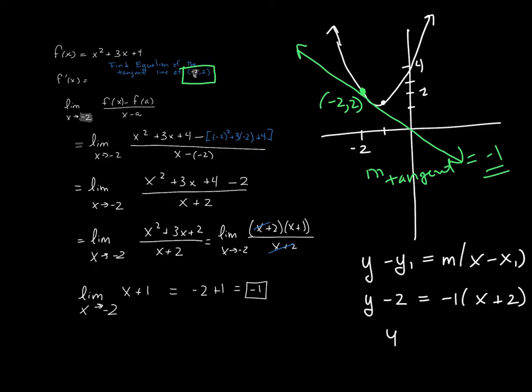Move everything over and simplify. I get y is equal to -x. And that's because when I go through and add that 2, that -2, that's going to be -x minus 2. And those 2's will cancel out. So the equation of the tangent line at this one particular point is y is equal to -x.